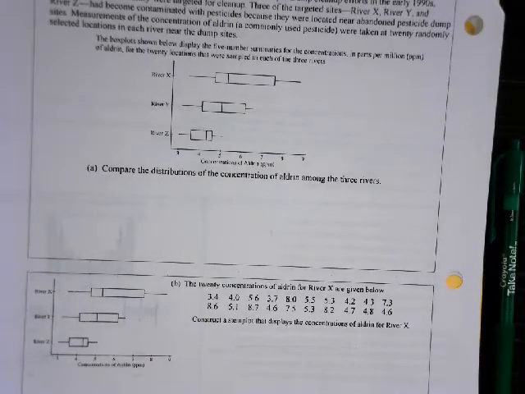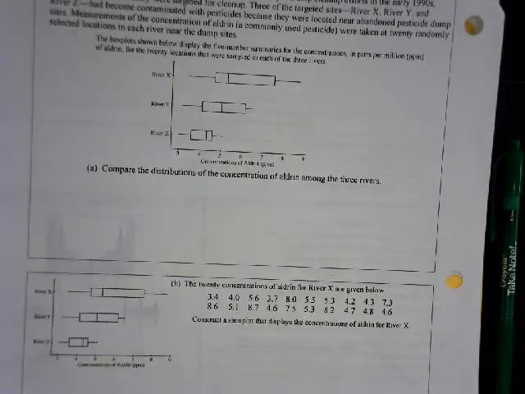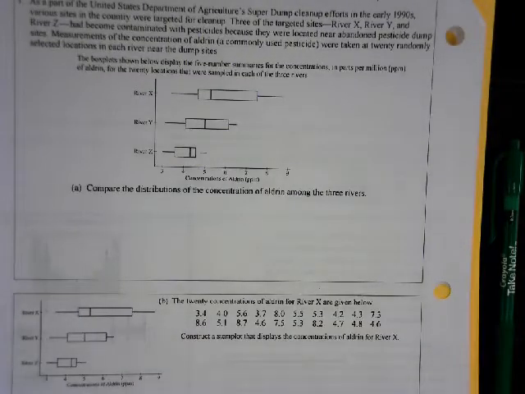Go ahead. Okay. As a part of the United States Department of Agriculture Superfund cleanup efforts in the early 1990s, various sites in the country were targeted for cleanup. 3 of the targeted sites, River X, River Y, and River Z, had become contaminated with pesticides because they were located near abandoned pesticide dump sites. Measurements of the concentration of aldrin, a commonly used pesticide, were taken at 20 randomly selected locations in each river near the dump sites. The box plots shown below display the 5-number summaries for the concentrations in parts per million of aldrin for the 20 locations that were sampled in each of the 3 rivers.